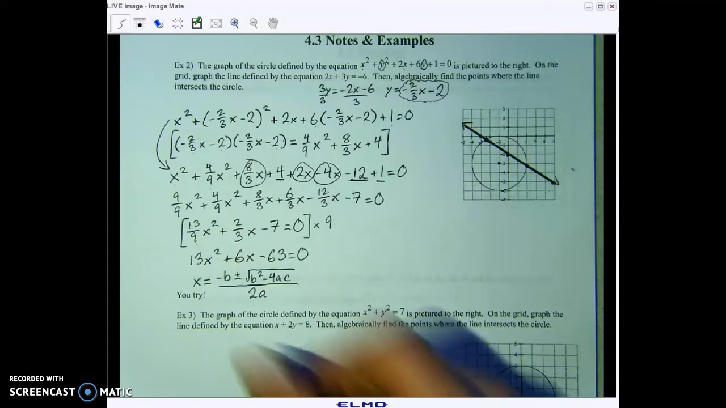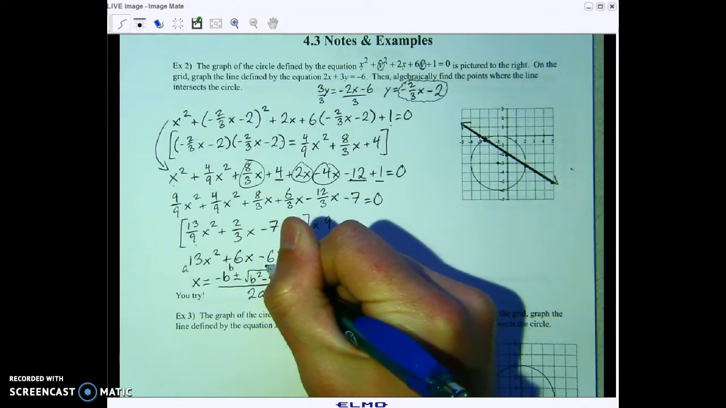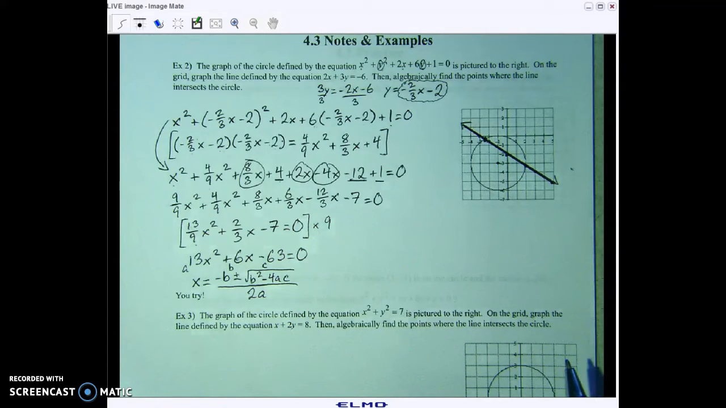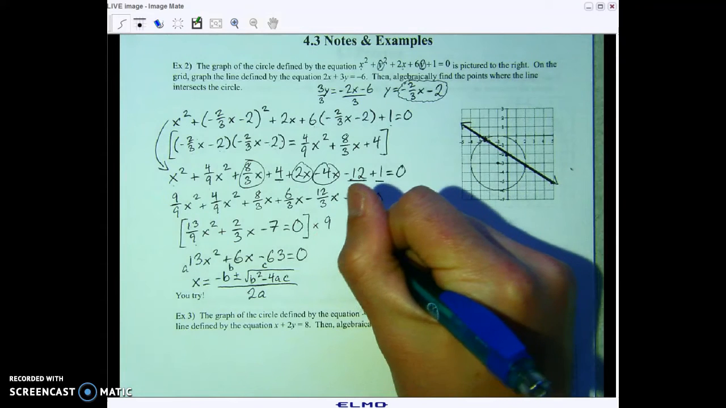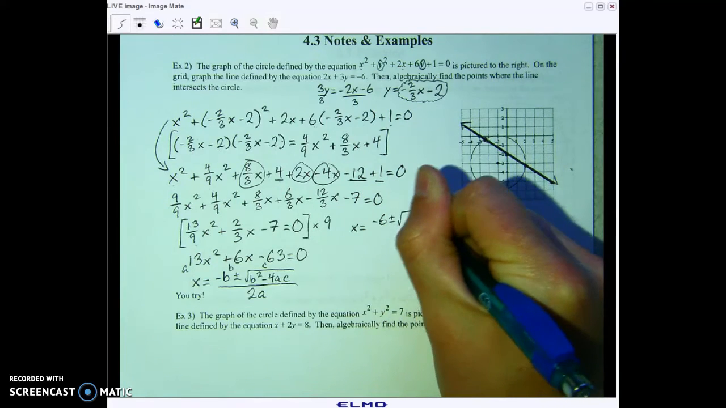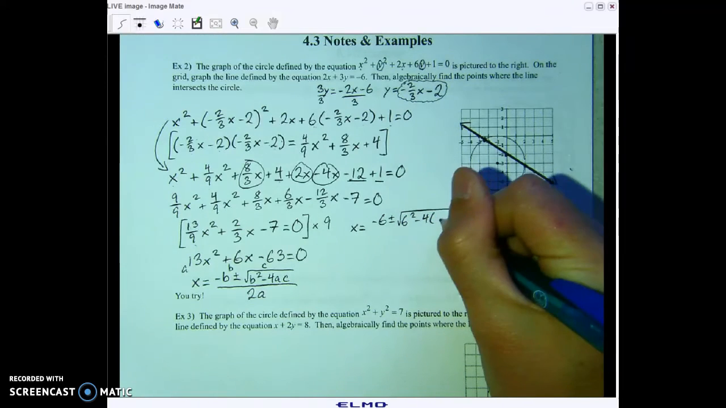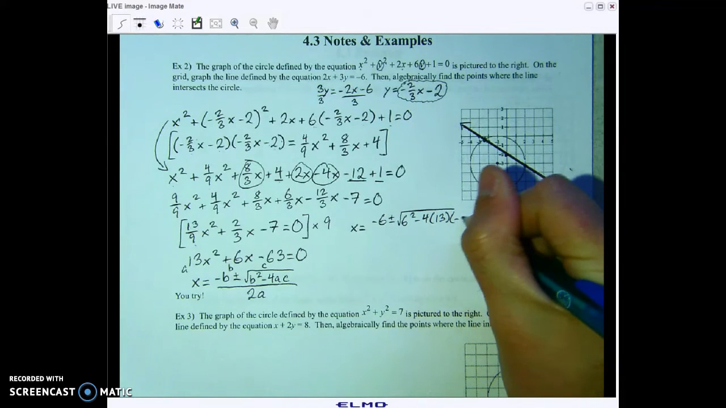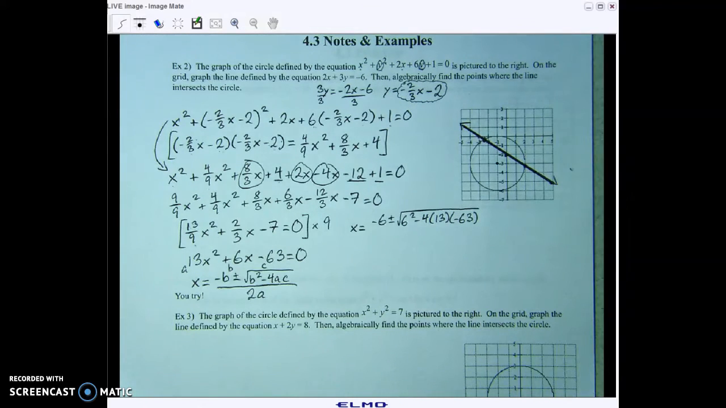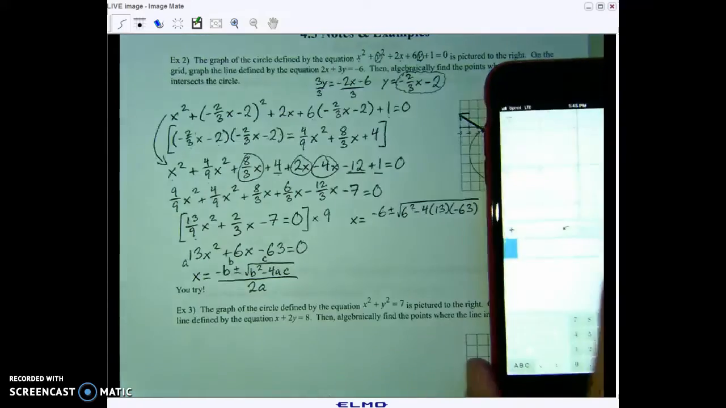Well, we've got an A here, we've got a B there, and we've got a C there. So I have all of the pieces that I need. Now I just need to plug it all back in. So let's see what happens here. We have x equals -6 plus or minus the square root of 6 squared minus 4 times A is 13 and C is -63. All right, now this is where we're going to want to use our calculator.